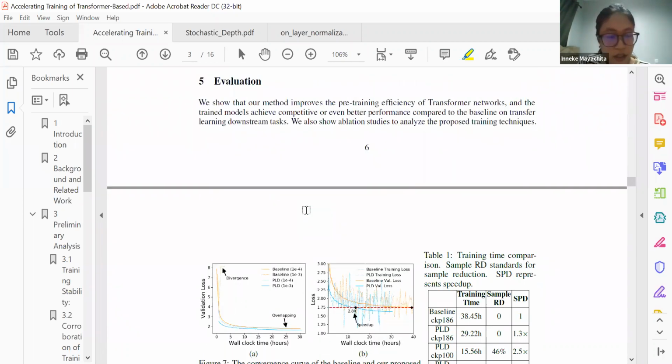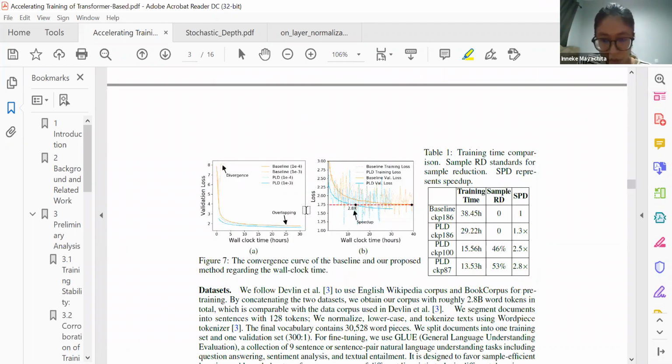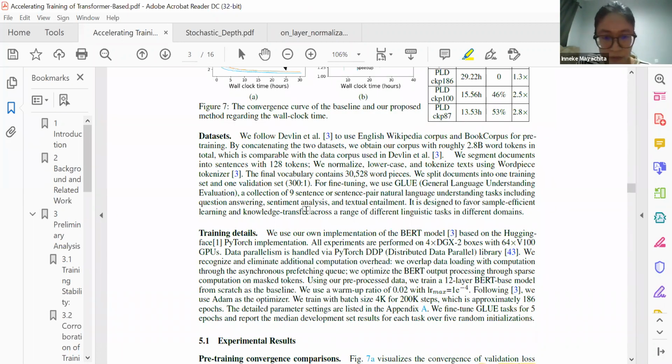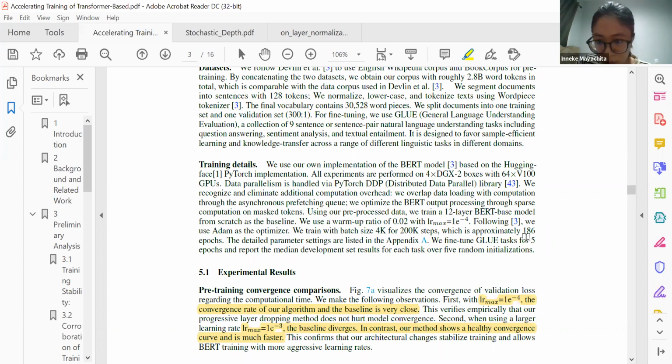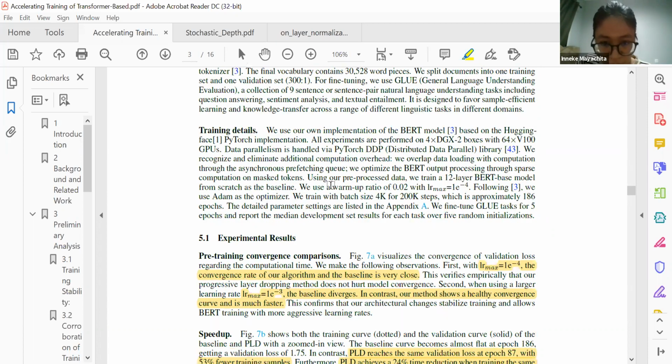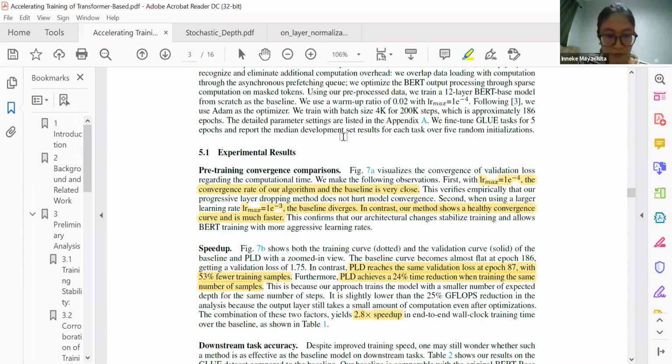The next section is where we see how this new architecture performs. For the dataset, they also use GLUE as a benchmark, and they use the BERT model from Hugging Face, with 186 epochs. Something interesting is that they still use a warm-up ratio of the learning rate, whereas in the pre-LN versus post-LN paper, they claim that by using pre-LN, they can get rid of the warm-up stage. But here they still use the warm-up stage anyway. And BERT has 12 layers. Okay.